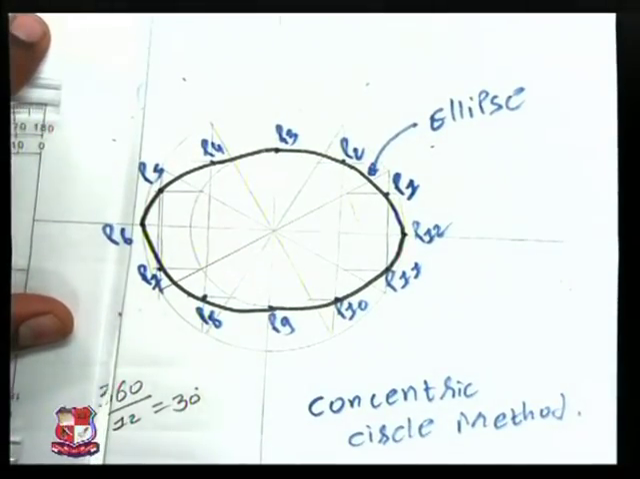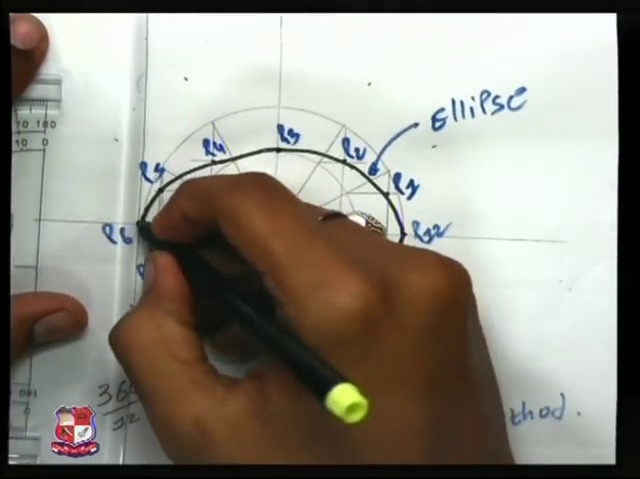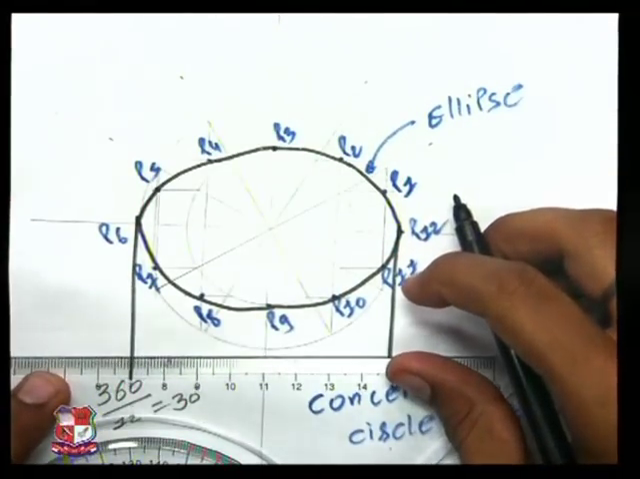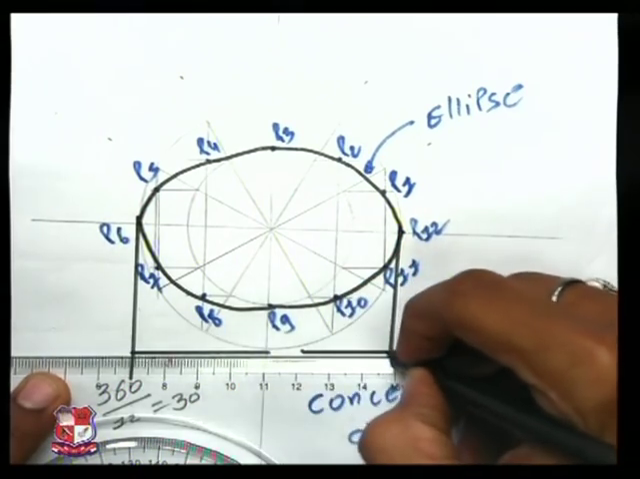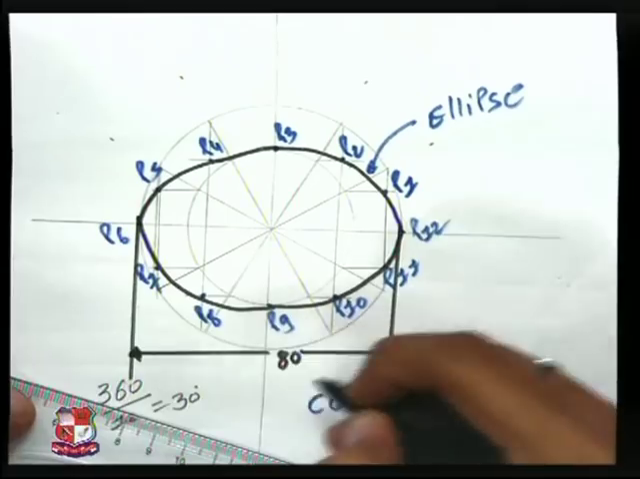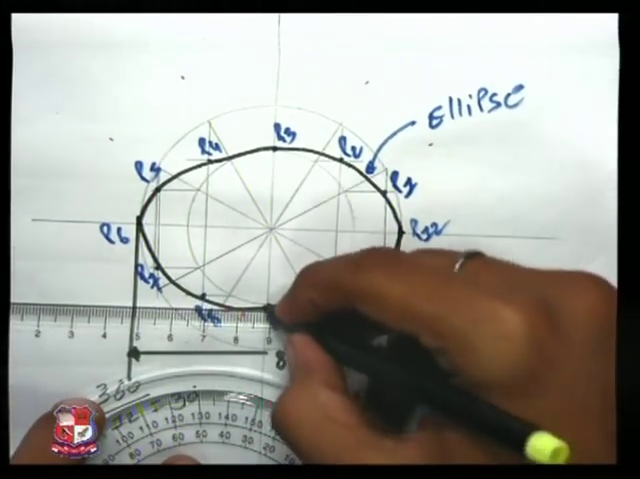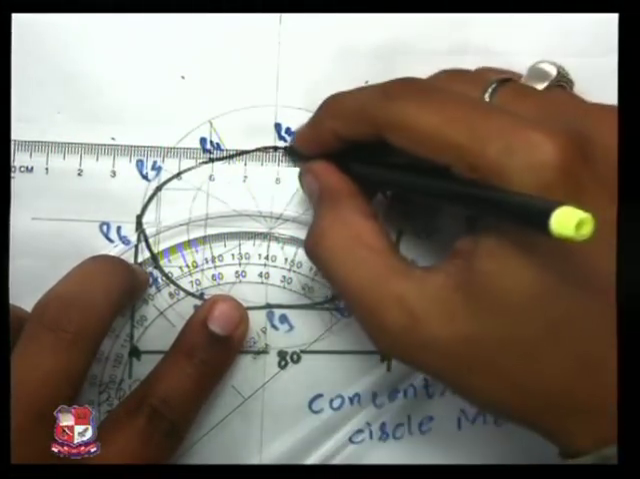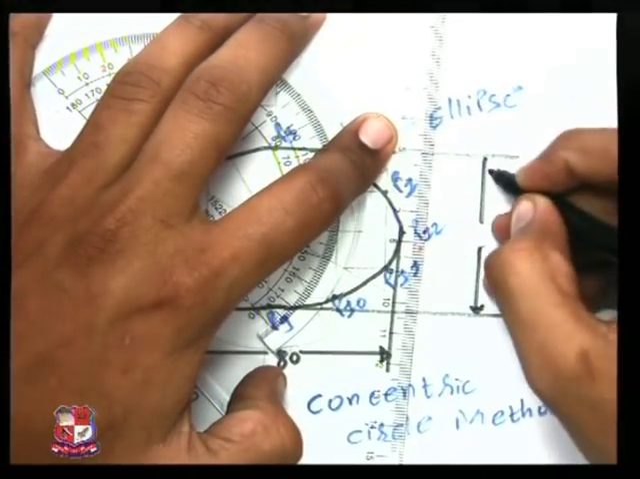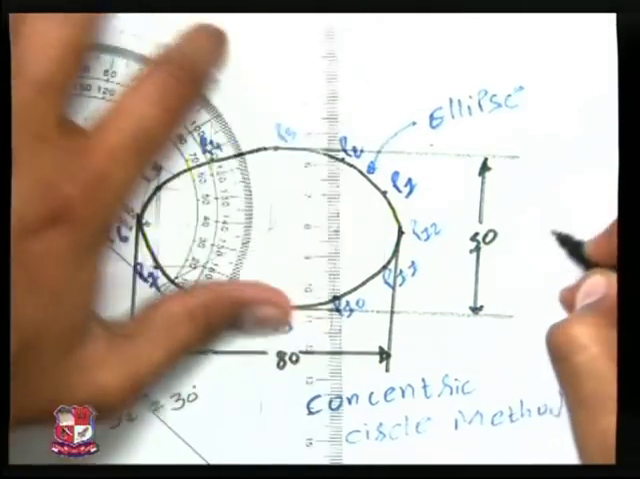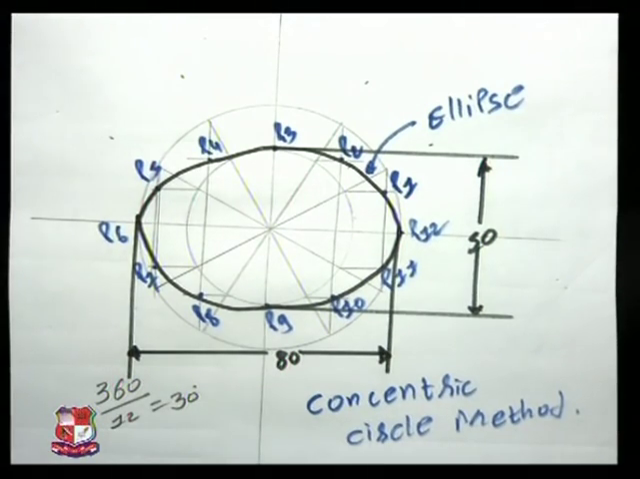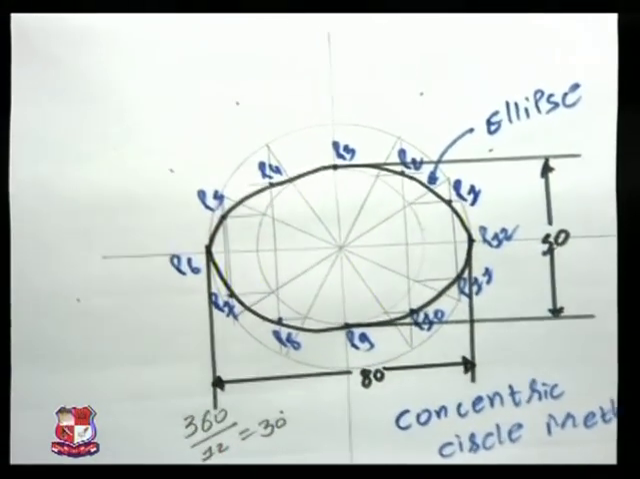Give the dimensions like this. This is 80 mm and this, minor axis, would be 50 mm. So this is how an ellipse using the concentric circle method can be drawn. We will see our next problem.